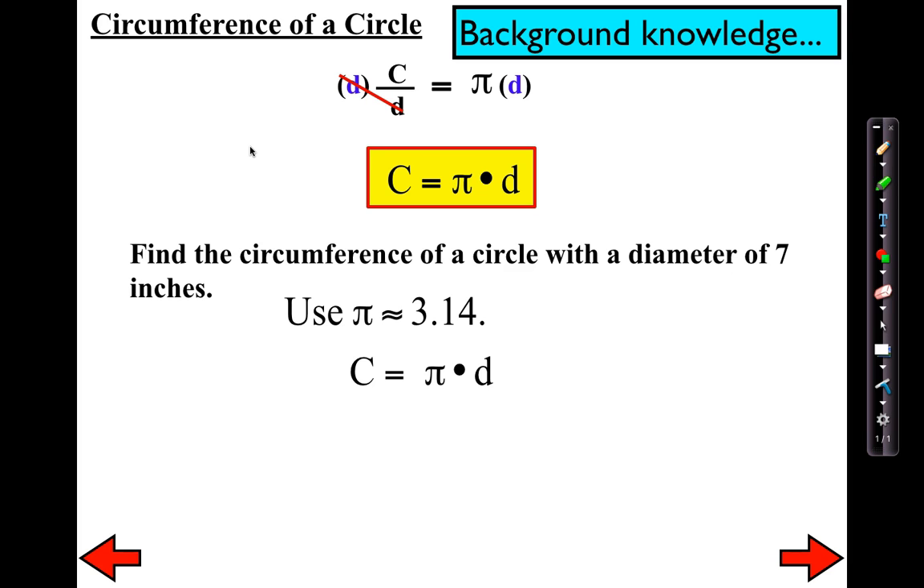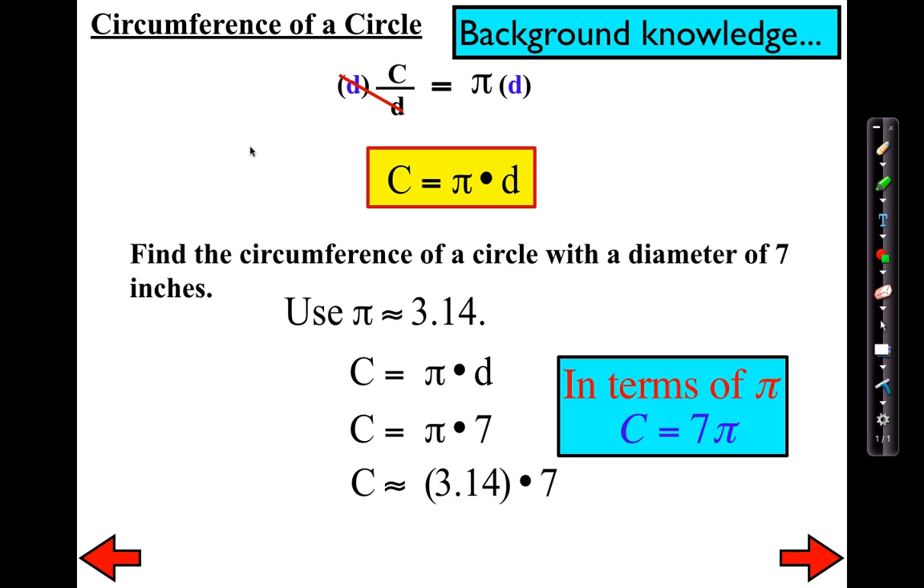Okay, so in an example like this, it says to find the circumference of a circle with a diameter of 7. You're just going to replace the diameter with a 7. You're going to multiply, and you're going to get circumference equals 7 pi. Now, this is in terms of pi, which is nice because you're going to get to the answer pretty quickly. However, if they ask you to write it as a decimal, you're just going to replace pi with the value we spoke about earlier, which was 3.14. And we're just going to multiply, and that's going to be the approximation. So in this case, it's 21.98.